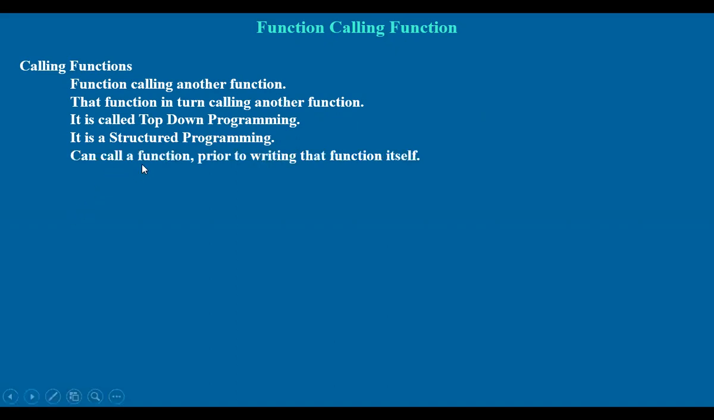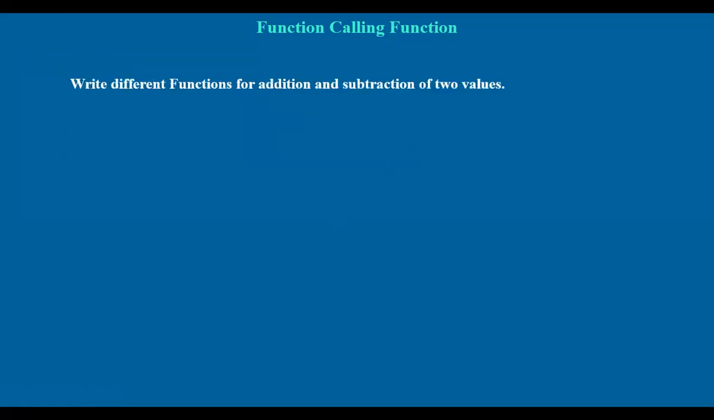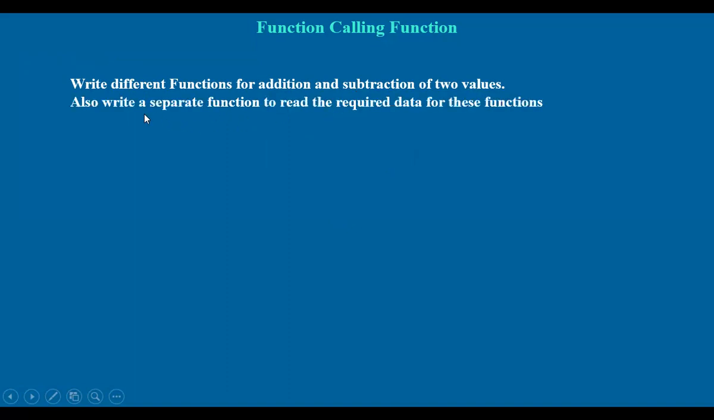And we can call a function prior to writing that function itself. It's very interesting. Even without writing the function, you can just call it in the main program. Later, you can define and describe all the functions. Now, let us see how it is. Here, write different functions for addition and subtraction of two values. We have to write two different functions for addition and subtraction, and also write a separate function to read the required data. The data required for these functions is coming from a different function.